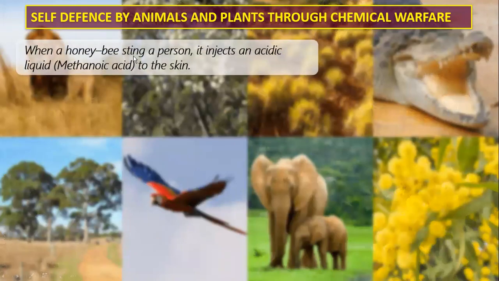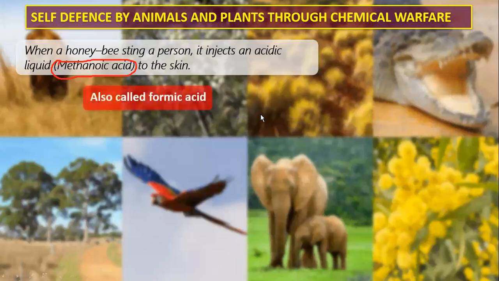When a honeybee stings a person, it injects an acidic liquid. Which acid is injected by the honeybee into a person? The name of the acid is methanoic acid. What is the name of the acid? Methanoic acid. Keep it in mind. It is also called formic acid. Methanoic acid is also known as formic acid. Clear?